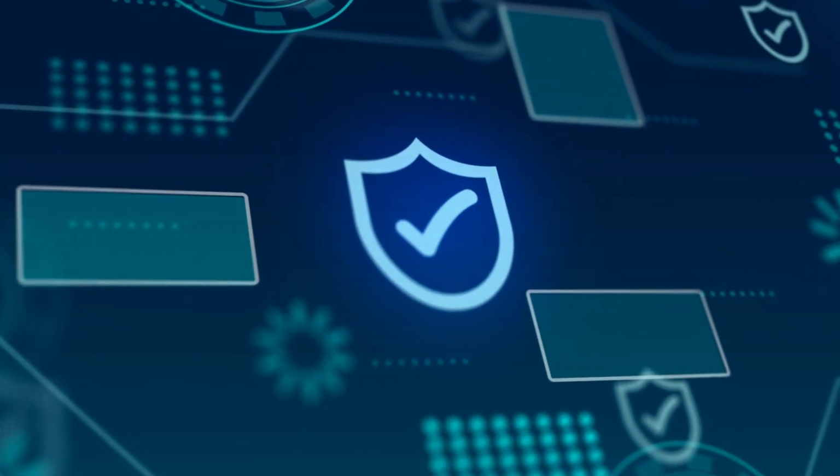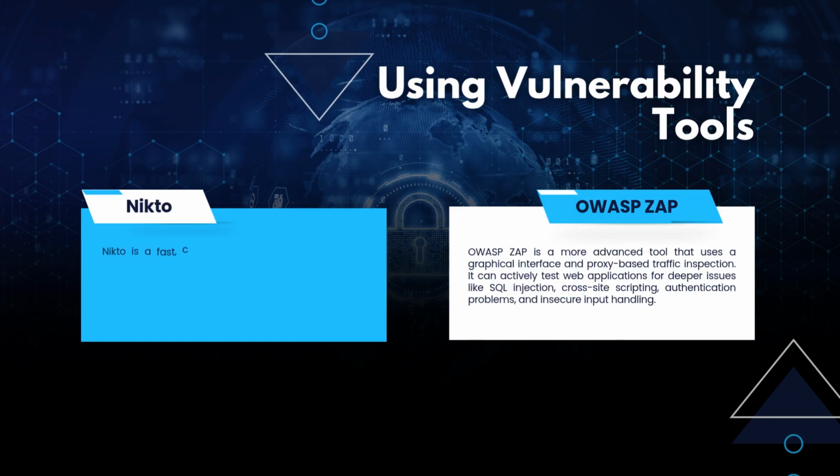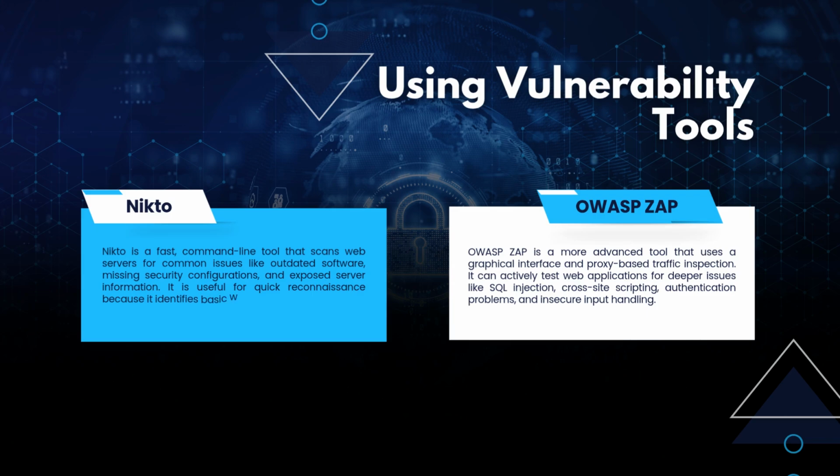A key part of web security testing involves understanding the tools used to find these vulnerabilities. Two commonly used tools are Nikto and OWASP ZAP. Nikto is a fast command line tool that scans web servers for common issues like outdated software, missing security configurations, and exposed server information. It is useful for quick reconnaissance because it identifies basic weaknesses very quickly.